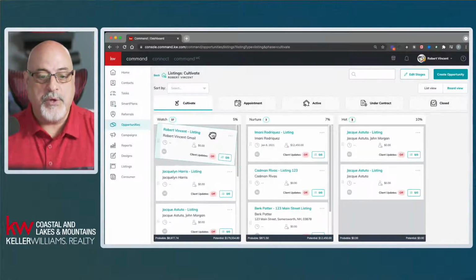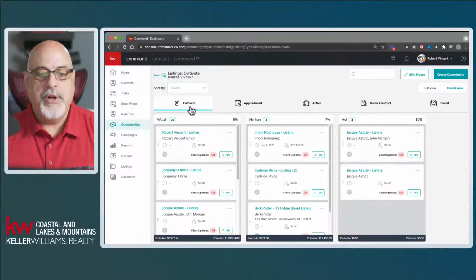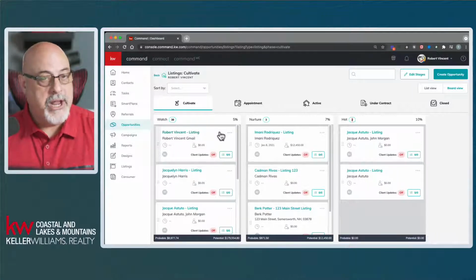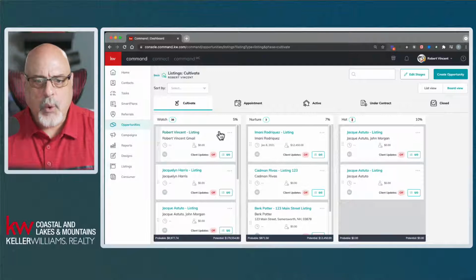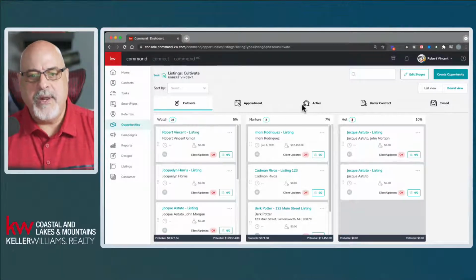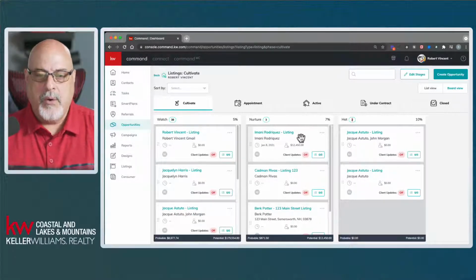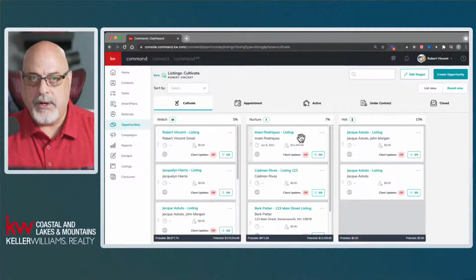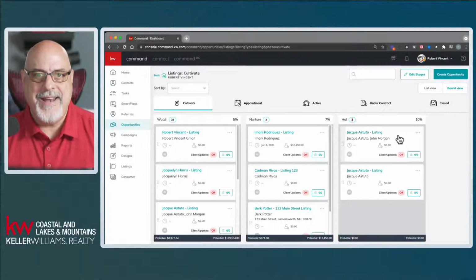So when it starts off, when you create an opportunity, all new opportunities are by default created under cultivate and thrown into the watch. You may create an opportunity that's already at the appointment phase, or you might create an opportunity that's already in the active phase because you have a signed piece of paper. Okay, so I've got this opportunity and it's bypassed all that other stuff. It happens very quick, especially in this market. It could happen very, very fast where there is no watch, nurture, or hot. That didn't happen.